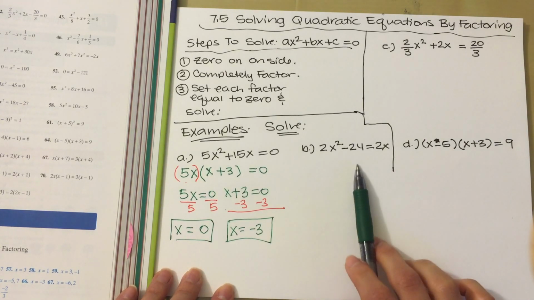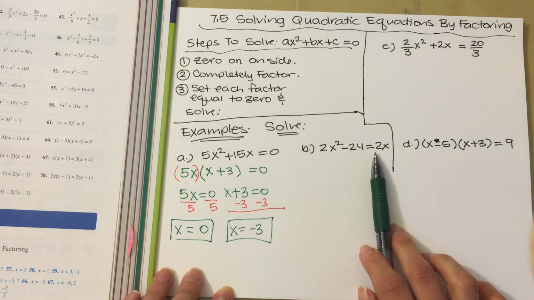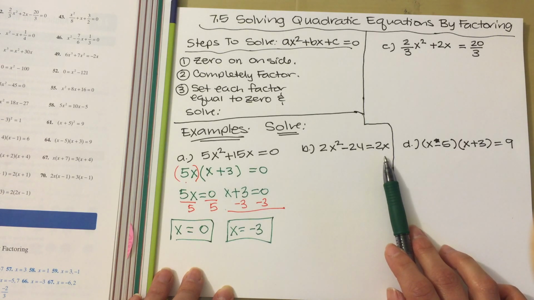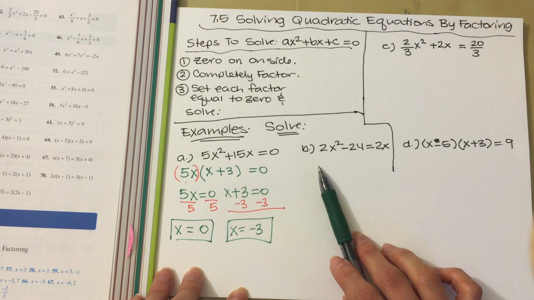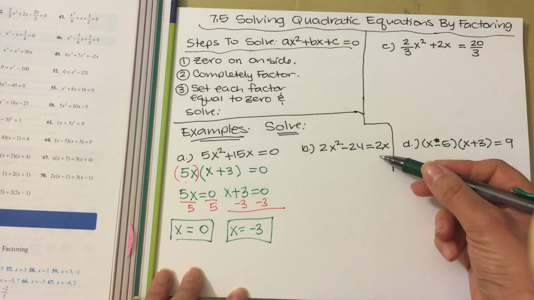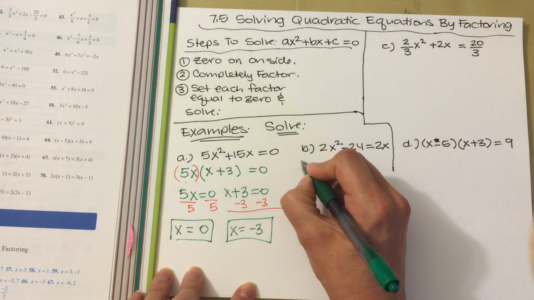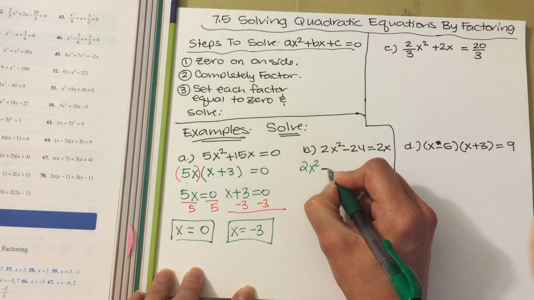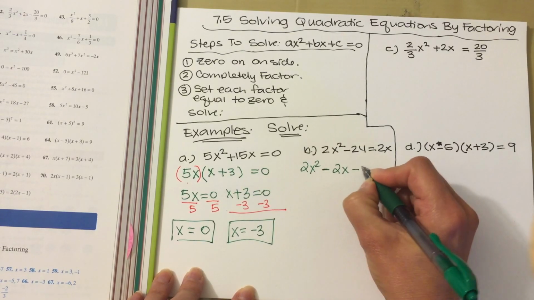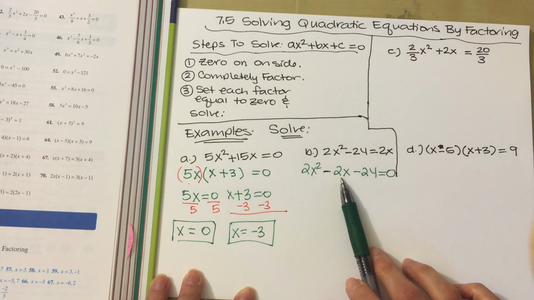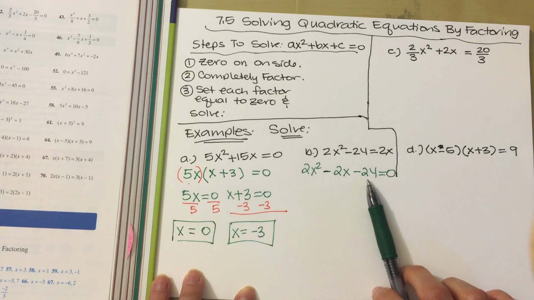Example B. In this example, our equation is not set to 0. So what we have to do is subtract 2x from both sides, and we want to write the trinomial in order. X squared, x, and then the number, because we need to factor. So first subtract 2x from both sides. When we subtract 2x, you want to write your answer in order. So we want to write minus 2x minus 24 equal to 0. I subtracted 2x from both sides. I put the 2x here because then the trinomial will be in order.